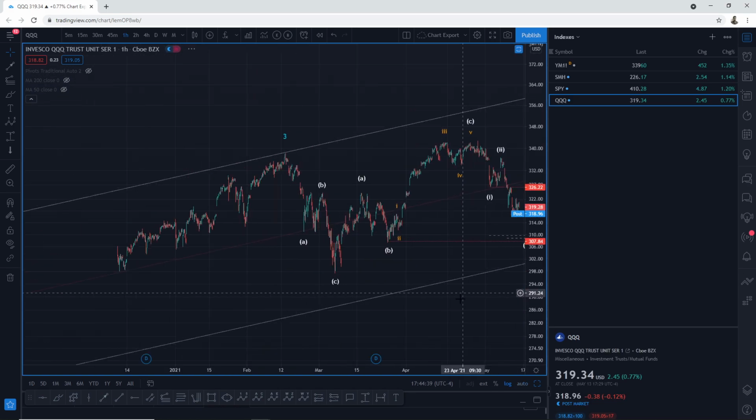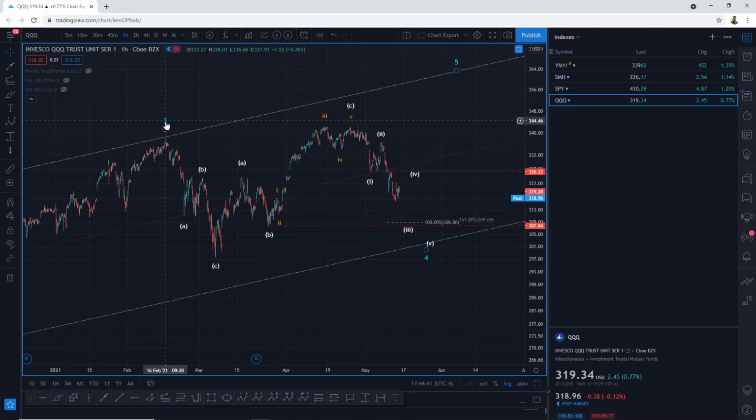So in the 1-hour time frame, as I mentioned to you guys, a running flat. Okay, so in minor degree wave 3 finished here on the February highs, and now we go down in A, up in B, down in C. This is our 3 waves. Now wave A finished here, which I need to label. Let's just label it here like this.